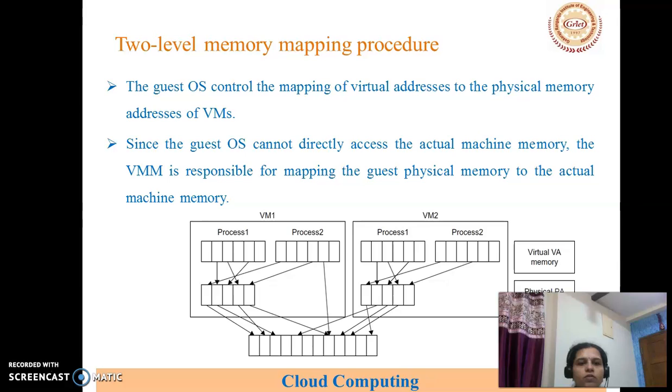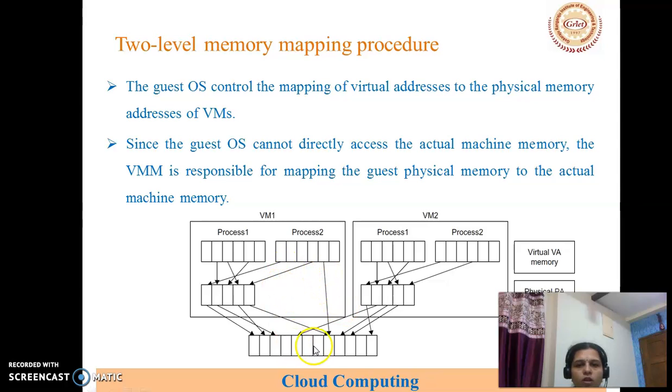Here we will check the two-level memory mapping procedure. This is just like in an operating system. The guest OS controls the mapping of virtual addresses to the physical memory addresses of the virtual machine. Since the guest OS cannot directly access the actual machine memory, the virtual machine monitor is responsible for mapping the guest physical memory to the actual machine memory. Here virtual machine 1 is there, virtual machine 2 is there, so here the two-level memory mapping is there.